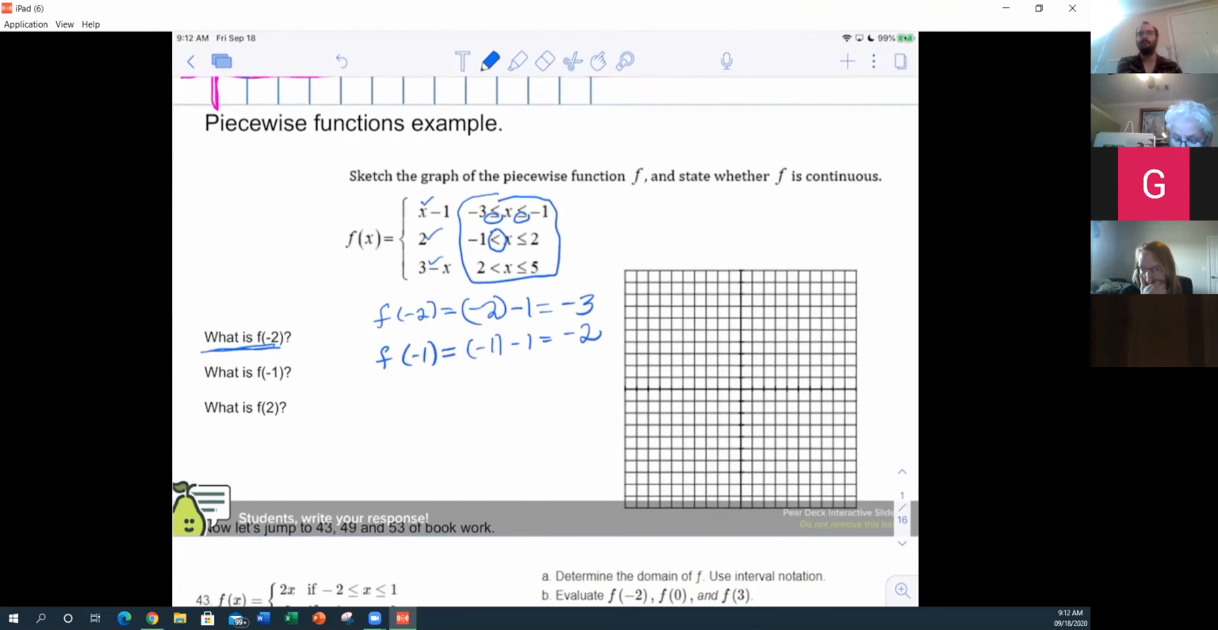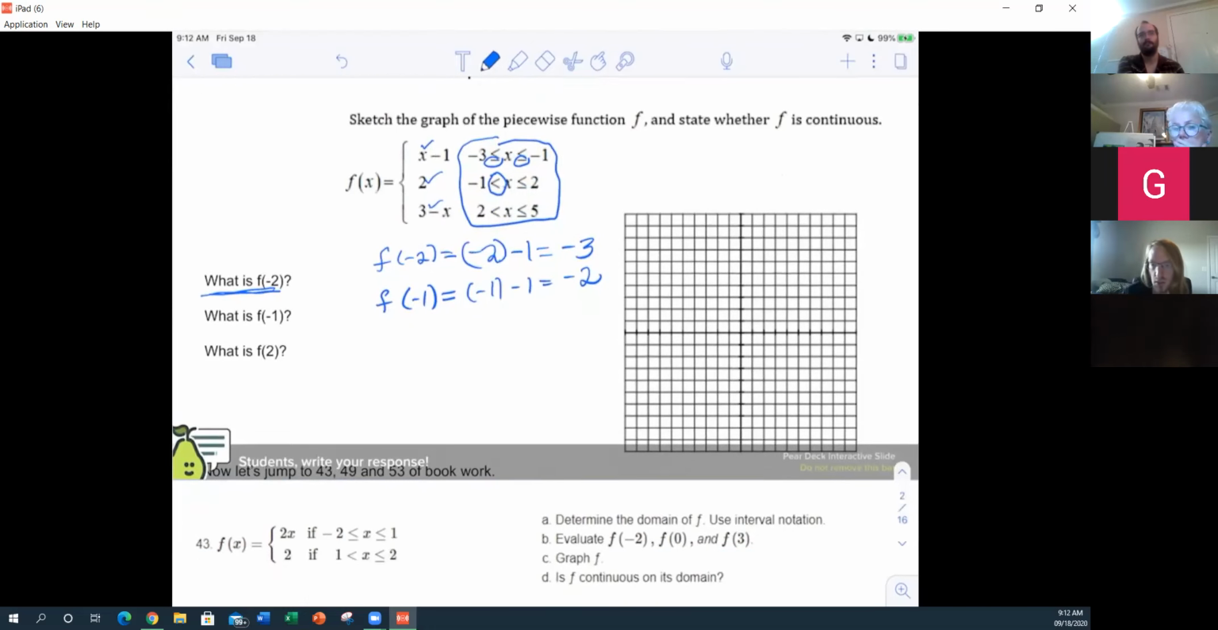All right, what about f of 2? Where would it go? Not the last one. No, it wouldn't go in the last one, because anywhere there's an equal symbol, that's where it's going to go. It doesn't matter if it's positive or not. The number 2 is going to be in this interval, because it's between -1 and 2 inclusive. So f of 2 is just 2, the number 2.